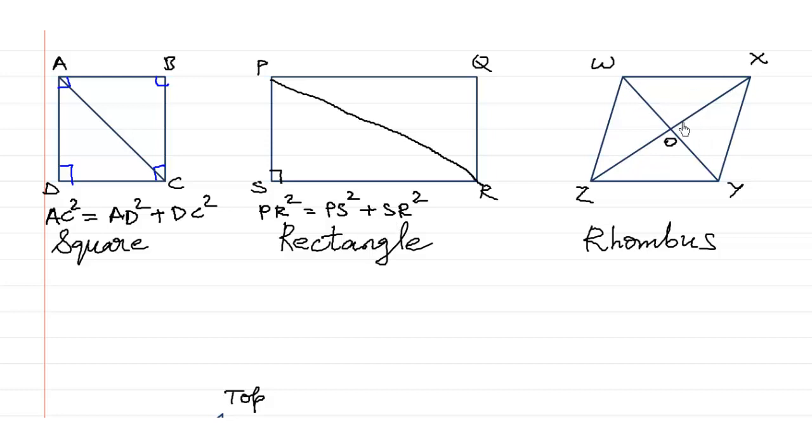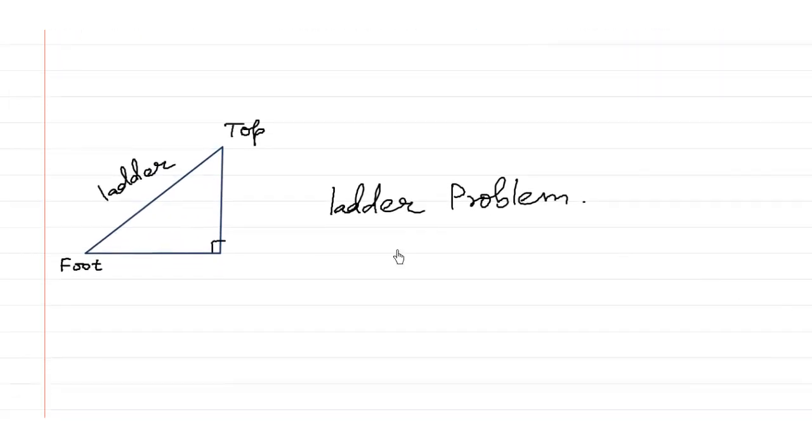in a rhombus, the diagonals meet each other at right angles. So in rhombus, we can say that WX square, which is the hypotenuse of this particular right angle triangle WOX, is equal to WO square plus OX square. So in this way, we can apply Pythagoras theorem in squares, rectangles, and rhombus also, and not necessarily only in right angle triangles. Of course, we do it in right angle triangles, but in other quadrilaterals also.